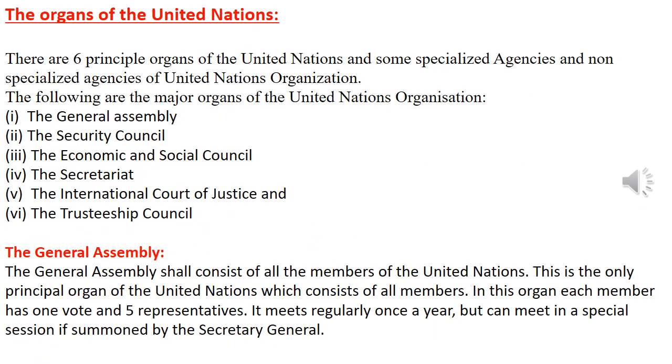The organs of the United Nations. We have 6 principal organs of the United Nations: the General Assembly, Security Council, Economic and Social Council, International Court of Justice, Secretariat and Trusteeship Council. Other than this, we have specialized agencies and non-specialized agencies also. The main principal organ is the General Assembly. The General Assembly consists of all members of the United Nations. In this organ, each member has 1 vote and 5 representatives, and it meets regularly once a year and can meet in special sessions if summoned by the Secretary General.